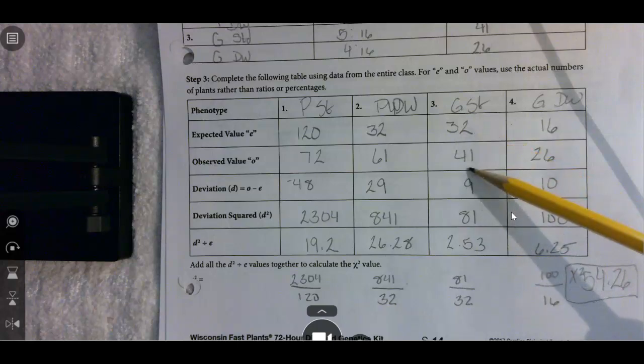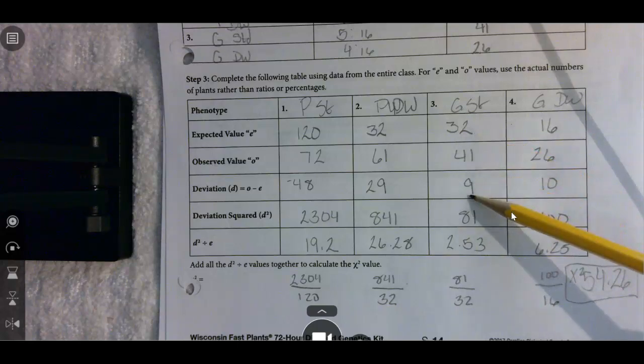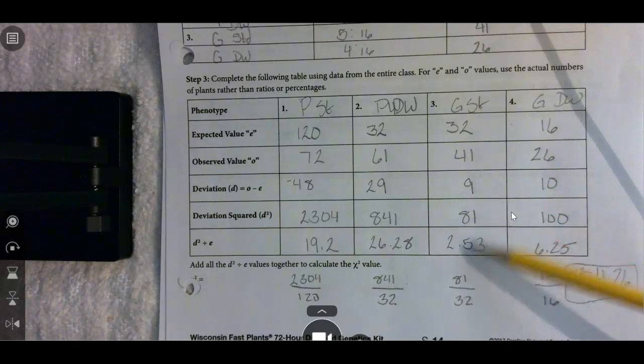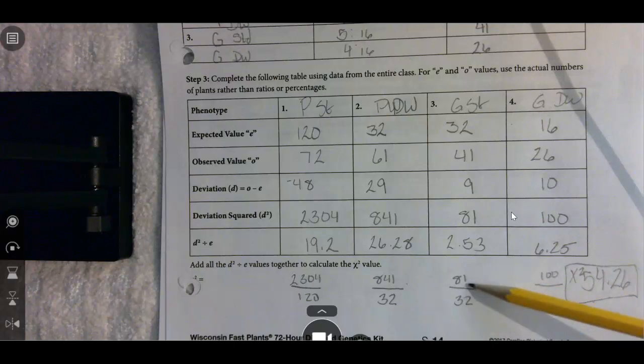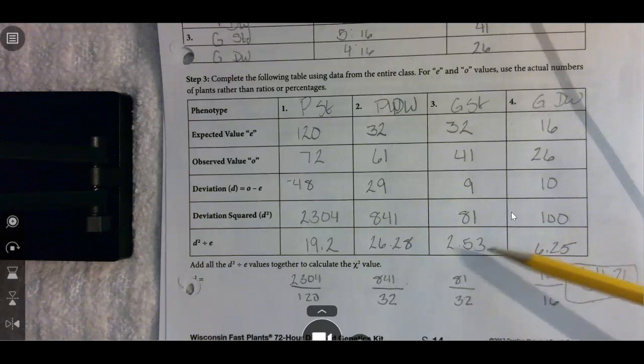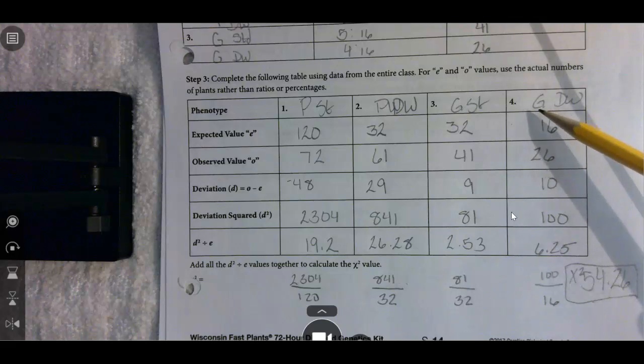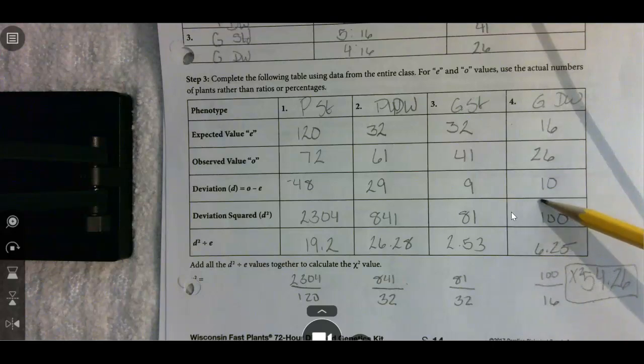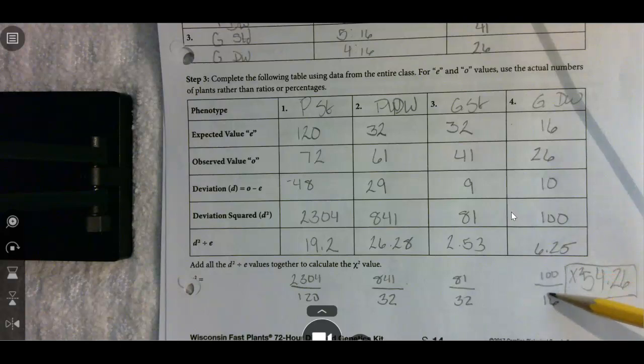Expected was 32, observed was 41. Subtract, square it, get our squared number, divide it by 32 for 2.53. And again, for the green stem dwarf, we expected 16, we got 26. That gave us a deviation of 10. Deviation squared is 100. 100 divided by the expected, which was 16, gave us 6.25.